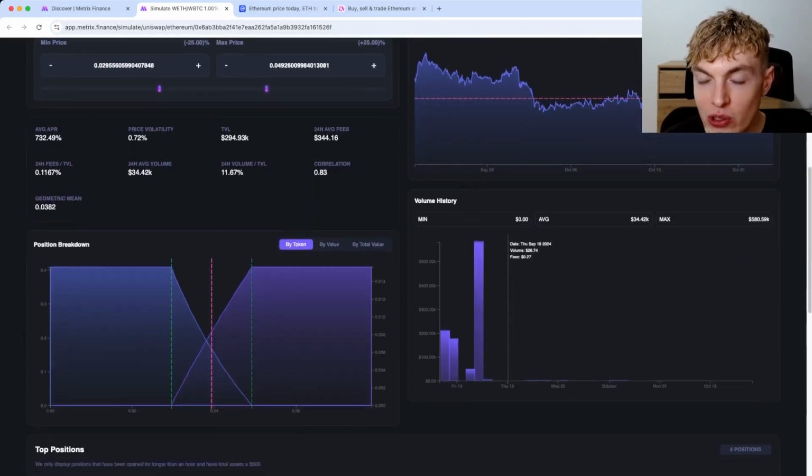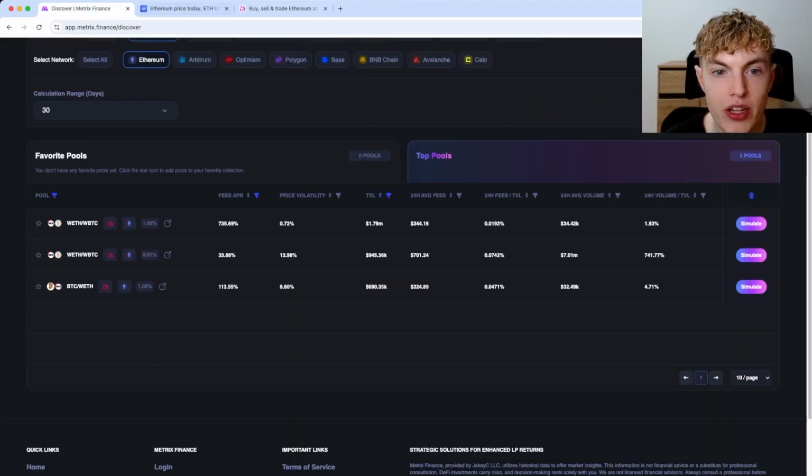It's going down. And look at the volume history. We're having no liquidity on these days. So this is definitely a no for me. I'm not going to enter this pool. Let's go ahead and look at the other one.